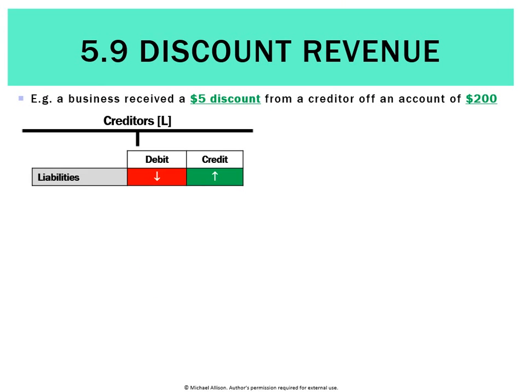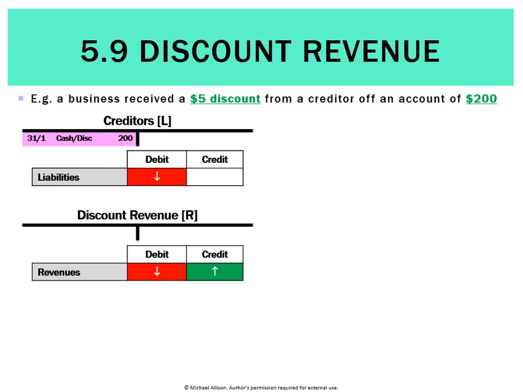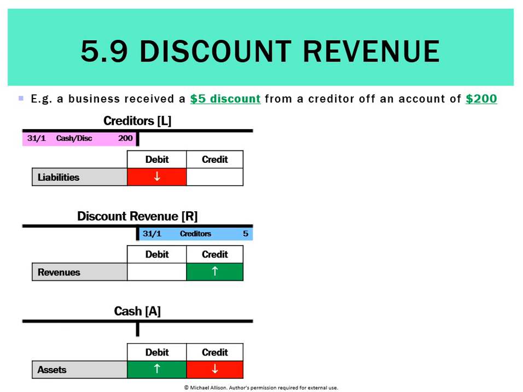Looking at this very basic example, we'd have creditors go down 200, so that'll be a debit. We've got a revenue, revenues go up on the credit side, in this case of 5. And we've also got less cash. So in this case, a cash asset is going to decrease, which will be a credit of 195. So we've got one debit to match with two credits.